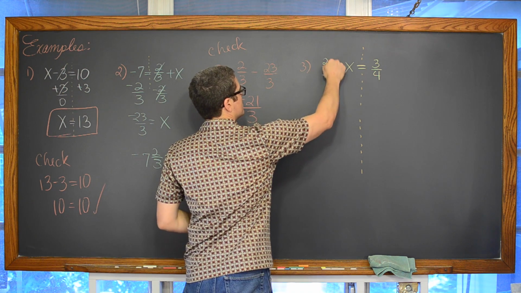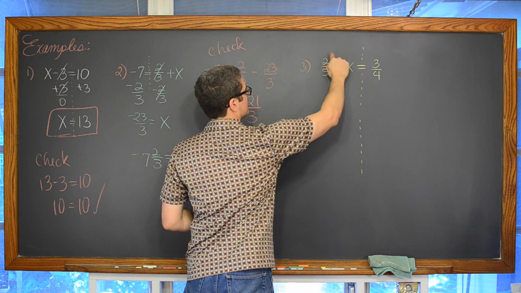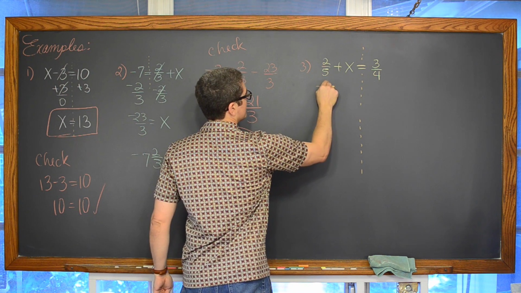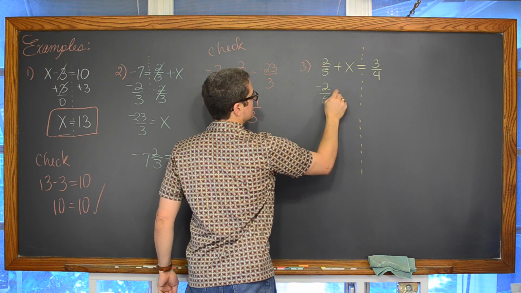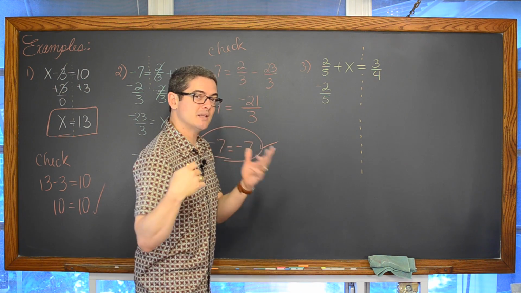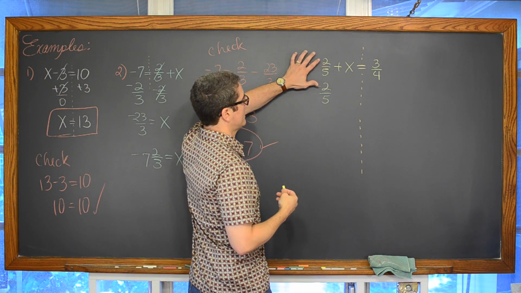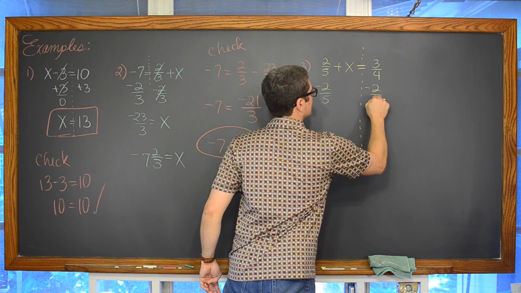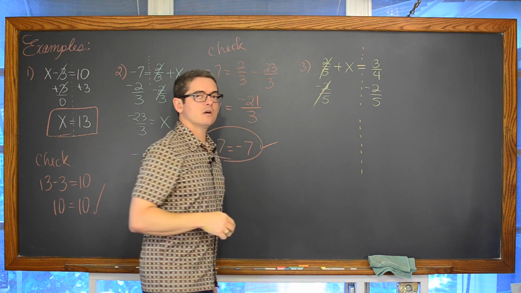So we want to undo this addition, this positive 2/5 that is with the x on the left. So the opposite of a positive 2/5 is to subtract 2/5. See, I just said the opposite again, the inverse math operation. The inverse of adding 2/5 to x is subtracting it. Anything minus itself is 0.